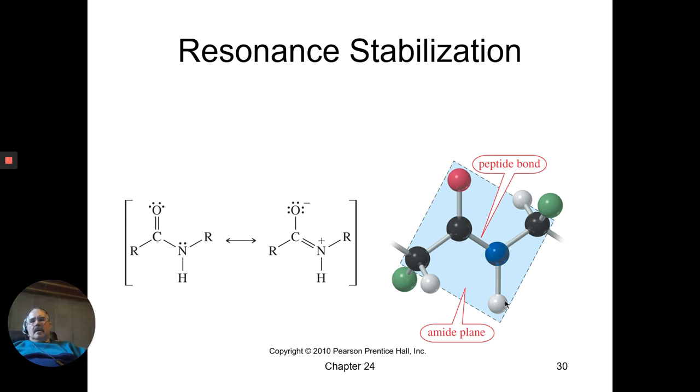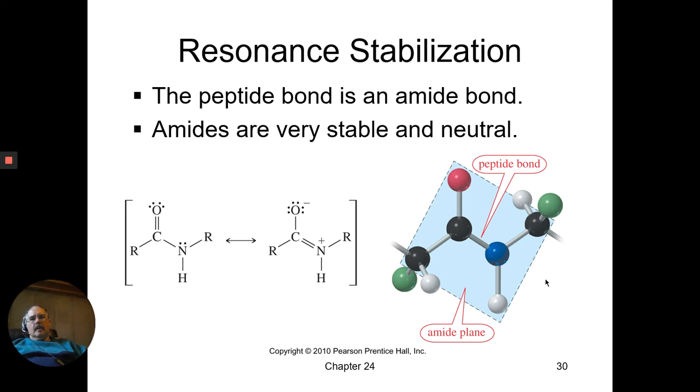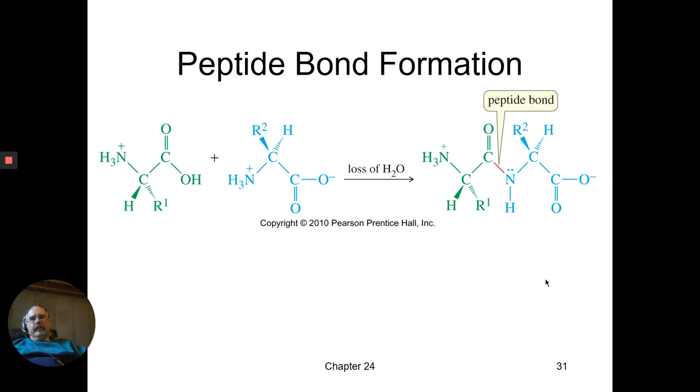Okay, amino acids are linked by amide bonds. The amide group is resonance stabilized, as shown here, and so that makes these 4 atoms coplanar. Amides are very stable in neutral conditions. And this is a simplification of how it occurs, but you have a removal of water here, and these 2 amino acids join together to form a peptide.